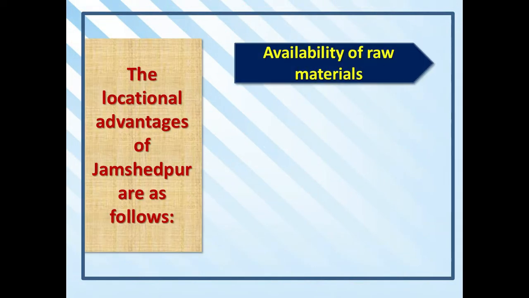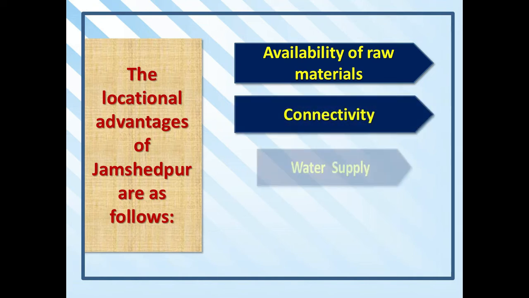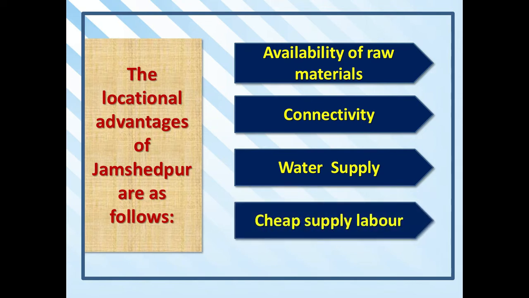And the locational advantages of Jamshedpur are as follows: the availability of raw materials, the connectivity, water supply, and the cheap supply of labor. Okay, these are all the locational advantages of Jamshedpur. That's why they established the steel company, that means the industries. Okay.